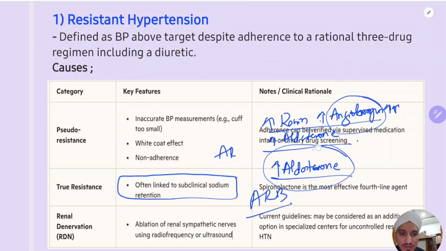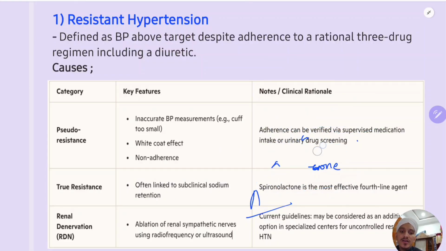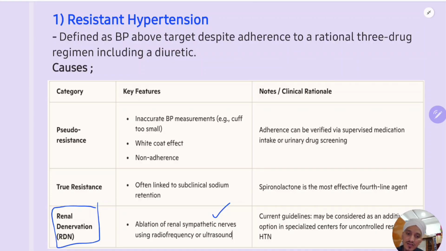So that's why, to counter this aldosterone and the effects of these hormones on the vessels, spironolactone is the drug of choice. Now a point comes when all the drugs fail. In those patients, it is now recommended a therapy called renal denervation. What do you do? Ablation of renal sympathetic nerves using radiofrequency or ultrasound. Ablation of the sympathetic nerves which are going to the kidney.